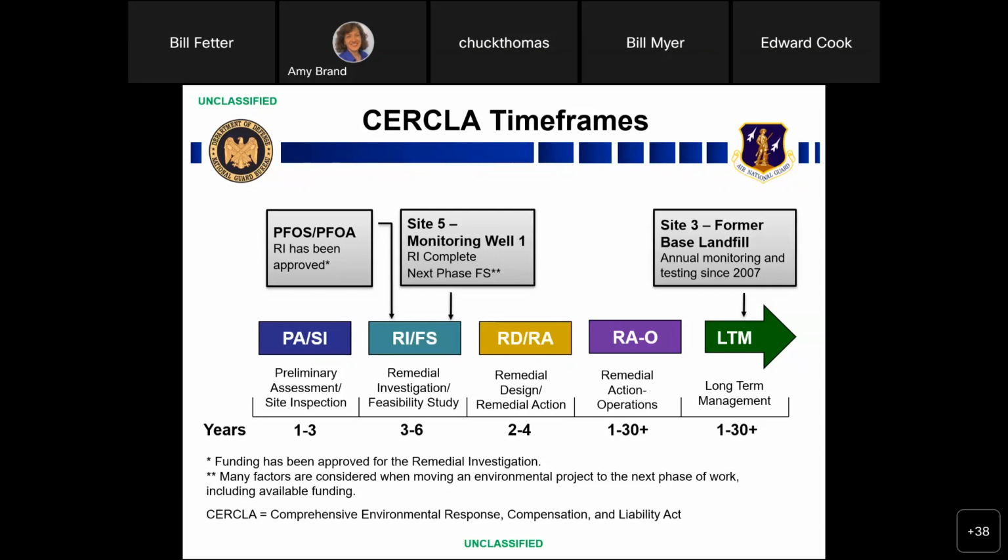And then just below those is the typical number of years it takes in the CERCLA process. Years 1 through 3 is the PASI. RI is typically year 3 through 6. You can deduce the durations from these: 2 to 3 years for PASI, 3 years for RIFS, and so on. It's just a timeline to give folks an overview of the CERCLA process and how long things take. Next slide.